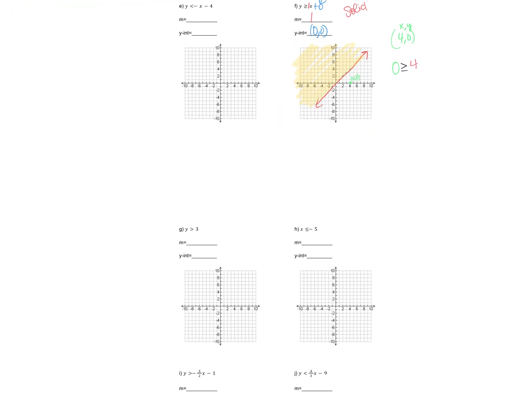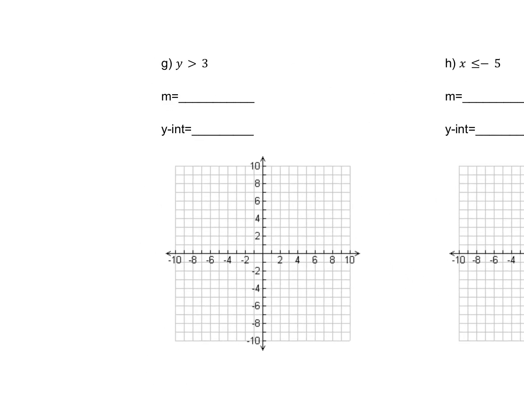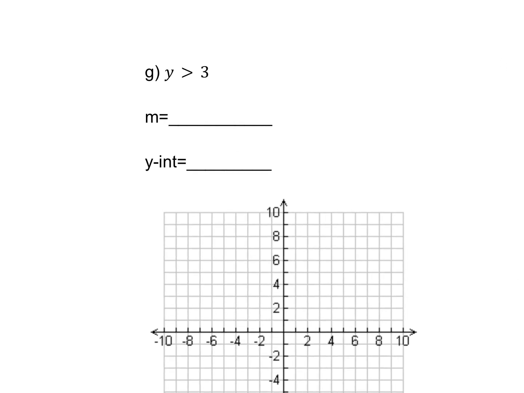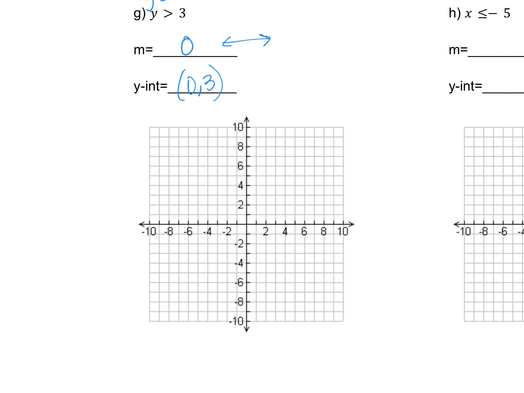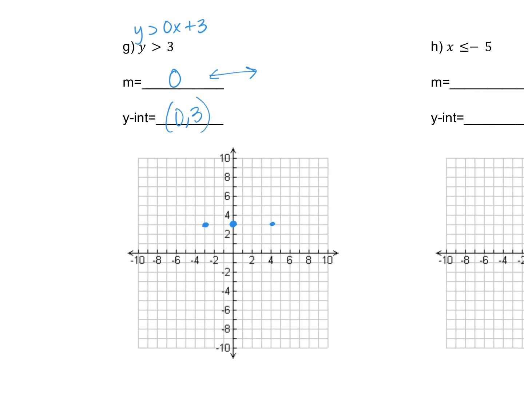Okay, let's do, ooh, these two are really good. So y is greater than 3. What is the slope? Remember from the last video, there's no x, so if I rewrote this, I could rewrite it as y is greater than 0x plus 3, right? So your slope would be 0, which means it's going to be a horizontal line. And your y-intercept is at 0, 3. Okay, so 0, 3. We said it's a horizontal line, so I'm just going to put a couple dots there. And this is a dashed line. Good.